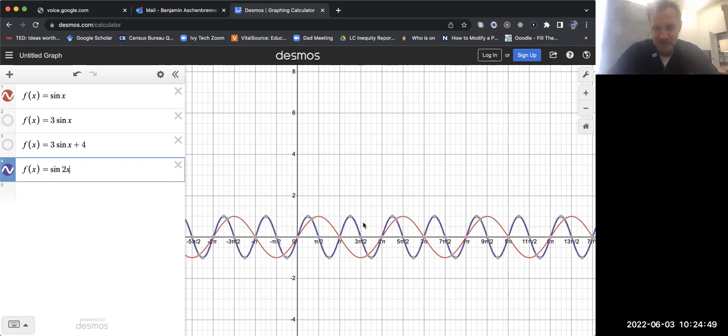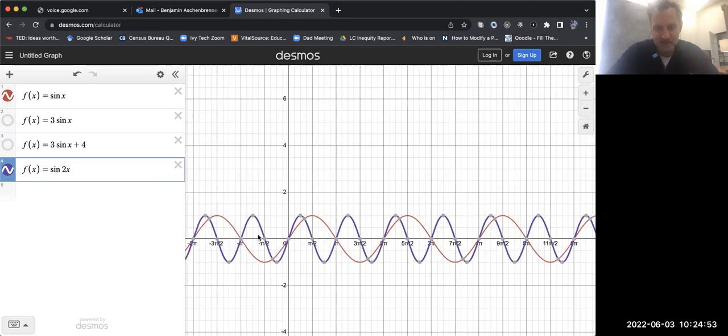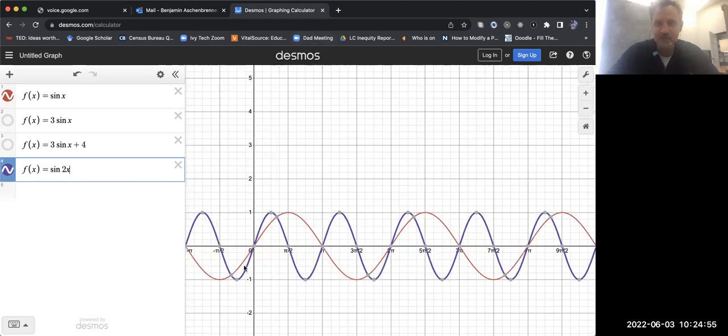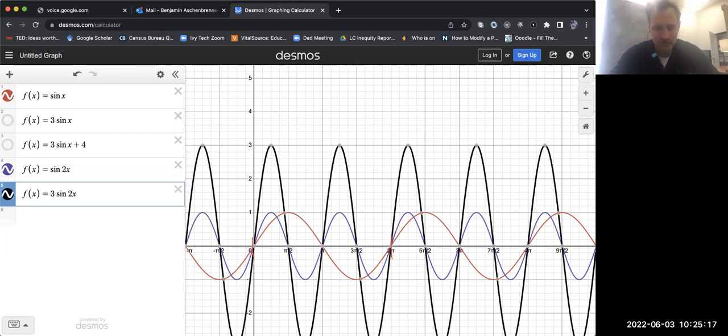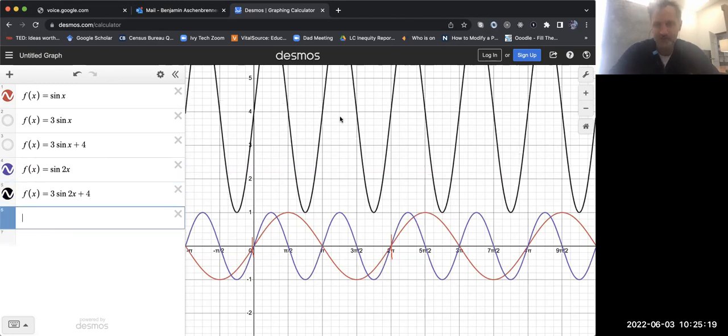So this happens twice as fast. This is the purple guy, right? So inside of 1 period, this is a standard period on the red one. Now we've got 2 for the purple. And putting it all together with the vertical stretch and the vertical shift, I end up with this picture.